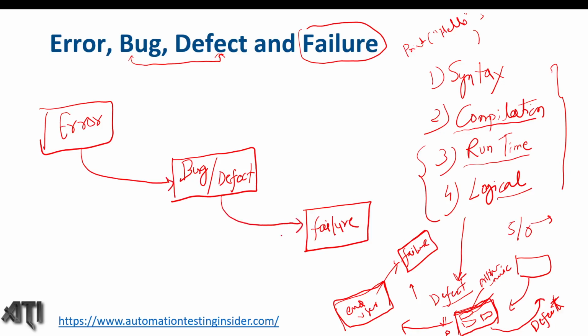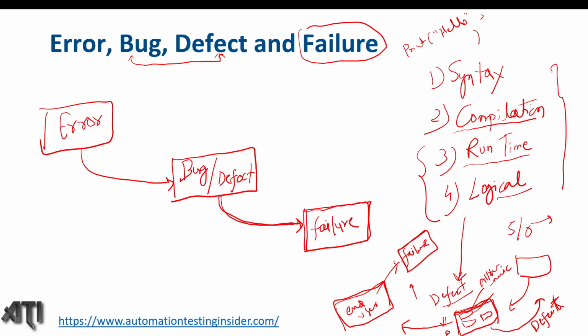So error, we have spoken about runtime error and logical error. Because of that we got the defect, and because of the defect, let's say suppose we are not able to catch that defect in the testing environment, and we have released the software to the customer, that leads to failure in the software. So this is the relationship between error, bug, defect and failure, guys.